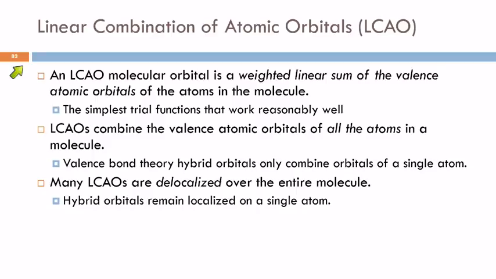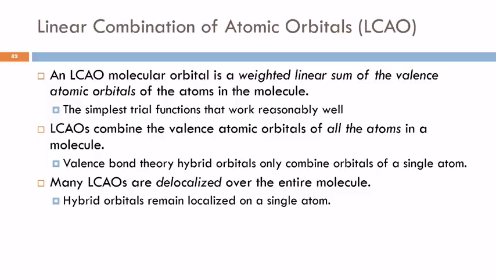So LCAO stands for linear combination of atomic orbitals. So we use a linear combination of the atomic orbitals to make this molecular orbital. It's a weighted linear sum of the valence atomic orbitals of the atoms in the molecule. And this is the simplest trial function that works reasonably well. So we take the valence atomic orbitals of all the atoms in the molecule, and we mathematically combine them together.